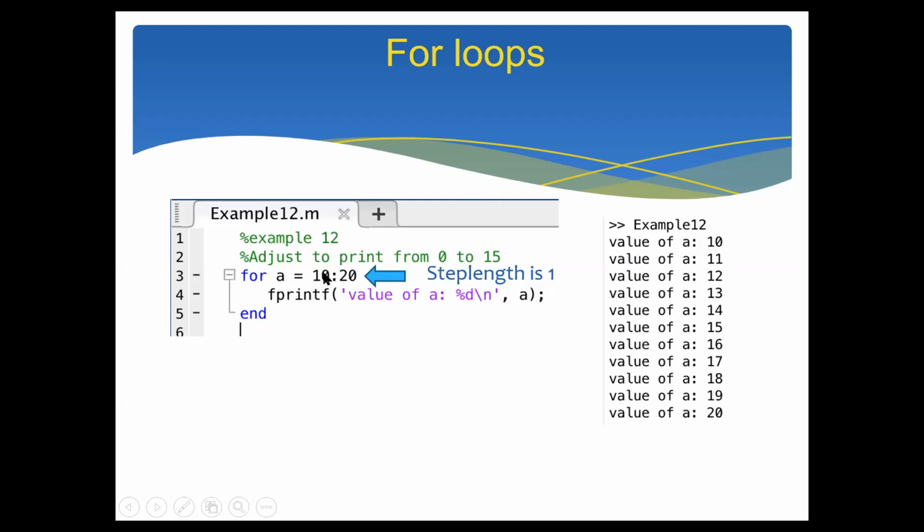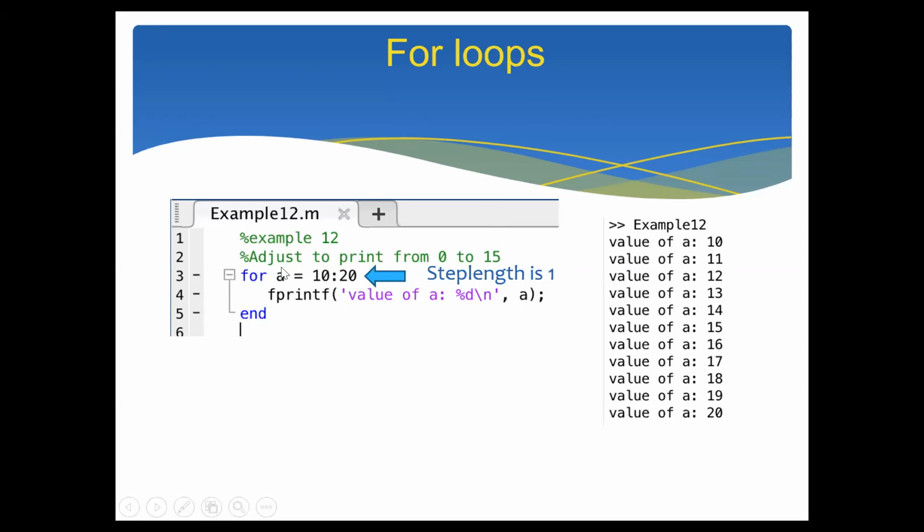The first time is 10. So value of A, remember here, since we have the percentage %d, then you replace it to be A. Then \n is to switch the row. So every time you will print the A value, which first time is 10, and then 11 and up to 20. Right, by having this for loop, we can repeat doing something.